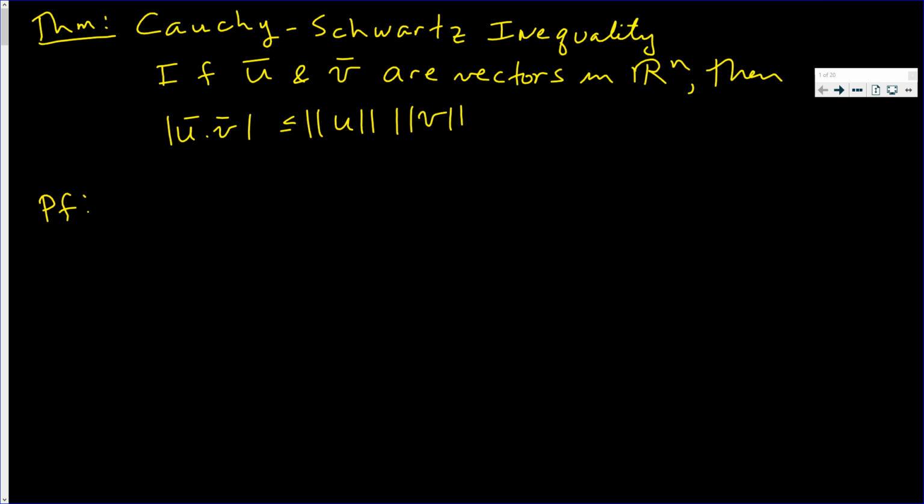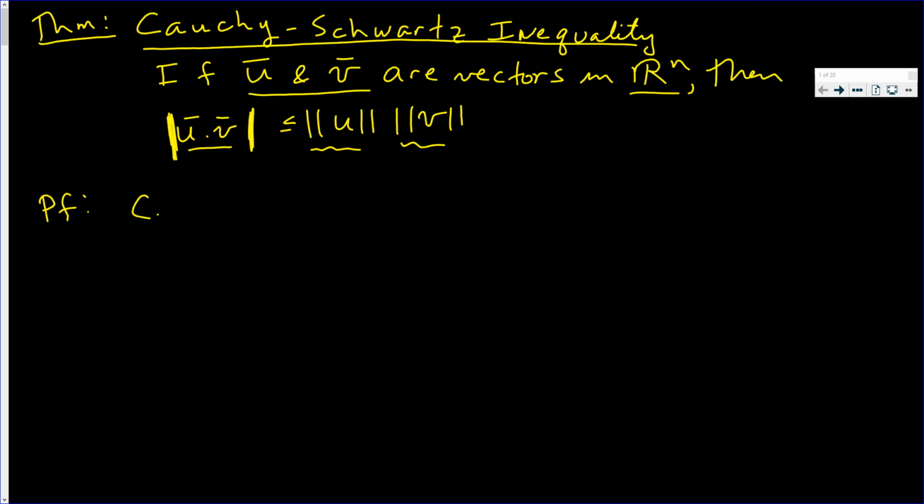In this video, we're going to prove the famous theorem called Cauchy-Schwarz Inequality. Basically, it says that if you have two vectors u and v in Rn, then the dot product, which is a scalar, if you take the absolute value of the dot product, it will always be less than or equal to the length of u times the length of v.